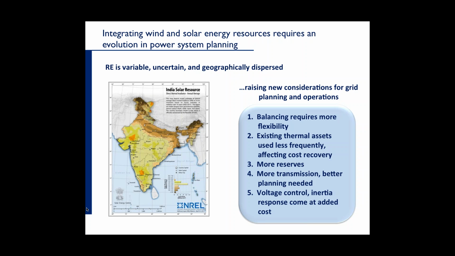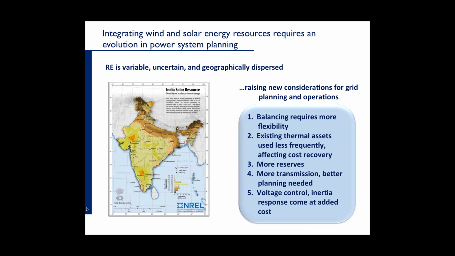And solar inverters and wind turbines can now provide a large number of what we call ancillary services, services that the grid needs in addition to just supplying energy. And some examples are listed here.